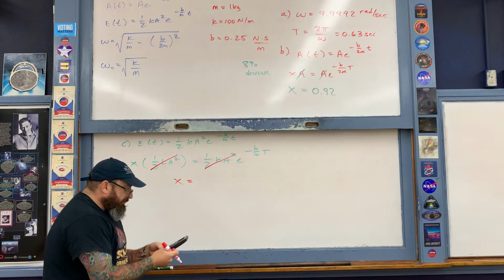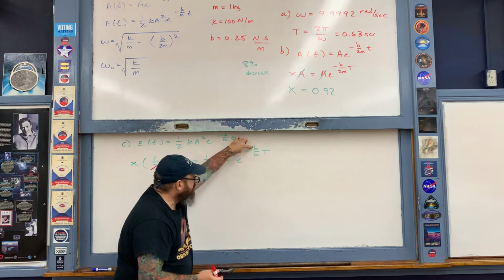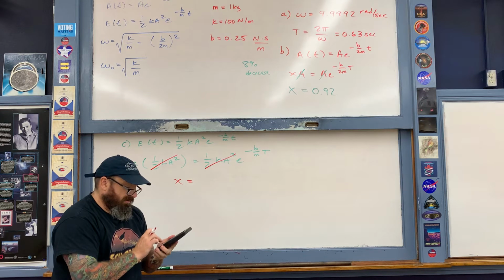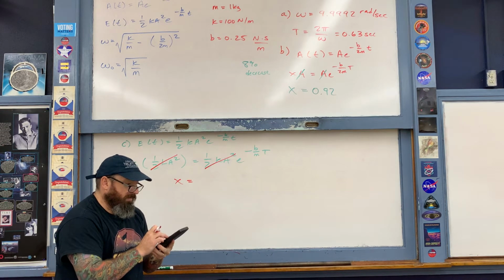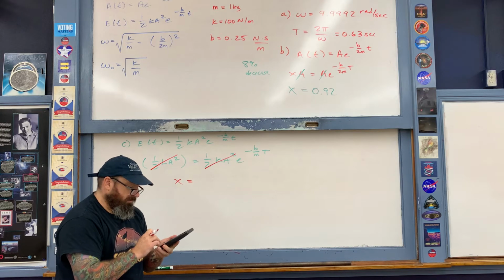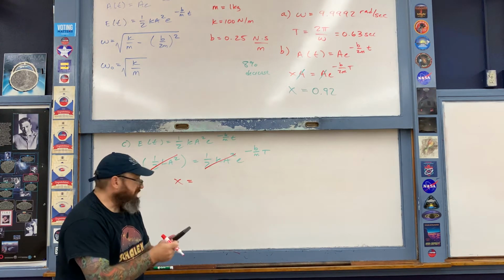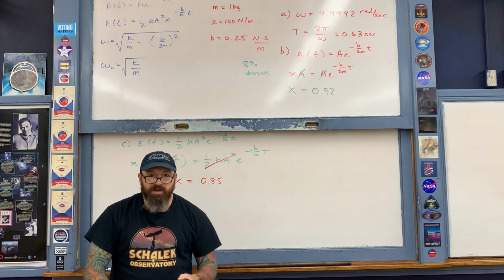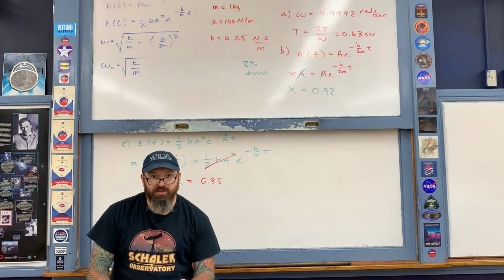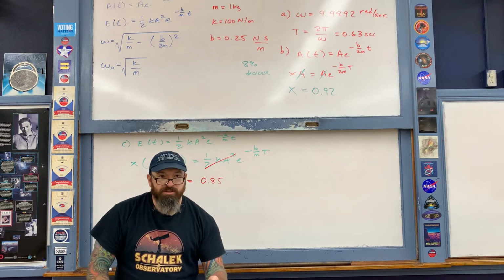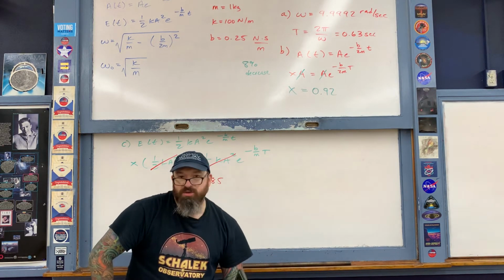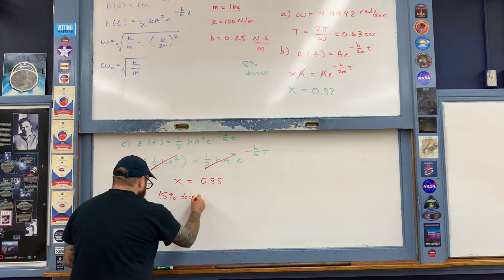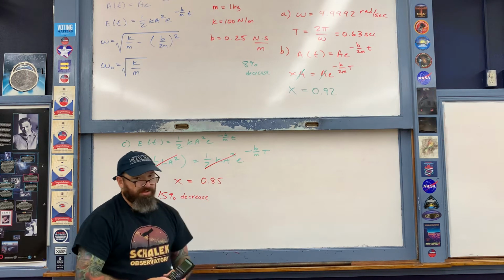Okay, so once again, I need the base e in the natural logarithm, and then it's negative 0.25 divided by 1 times 0.63 seconds, like so. Let me make sure I do this correctly. 0.63, there we go. And this ends up being about 0.85. So after one oscillation has gone by, we still have 85% of the original energy. And then after another oscillation, it's 85% of that energy, and so on and so on. So therefore, it's a 15% decrease per oscillation as time goes on.